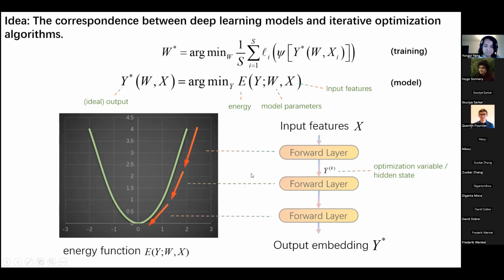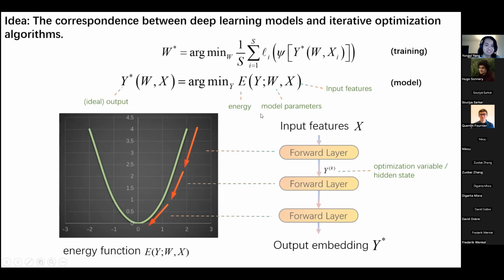So when we're doing the forward process of the model, we want to find an objective function, which we call the energy function, which is descending along the forward process. This means we want to find an objective function where the optimization steps are exactly the forward layers of the model.